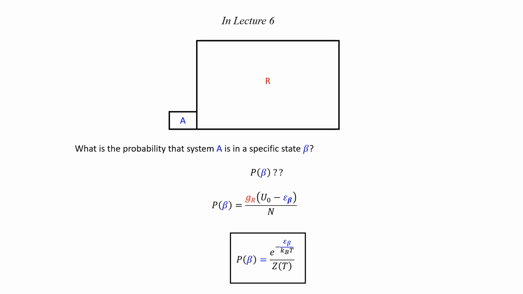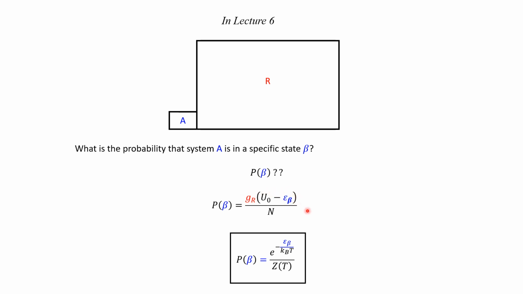Okay, so in lecture 6, we considered a system A in thermal equilibrium with a reservoir, and we asked what was the probability that system A is in a specific state which we called beta. And we found that this probability is just the number of times state beta appears in the list of states of the total system, so this is the numerator, divided by the number of states of the total system. So this term is the number of times state beta appears in the list of states of the total system, because this is the number of states of the reservoir having the complementary energy. And recall that epsilon beta is the energy of state beta.